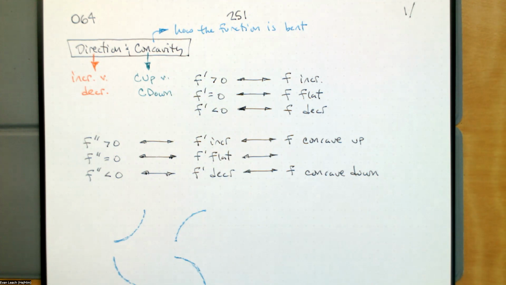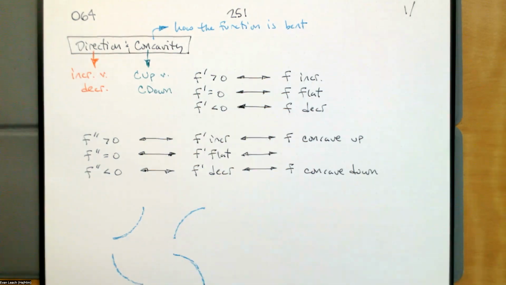If the first derivative is increasing, we say that the function is concave up. The concave part is facing up if the second derivative is positive. This is because the slope is increasing. The values of the slope are increasing.